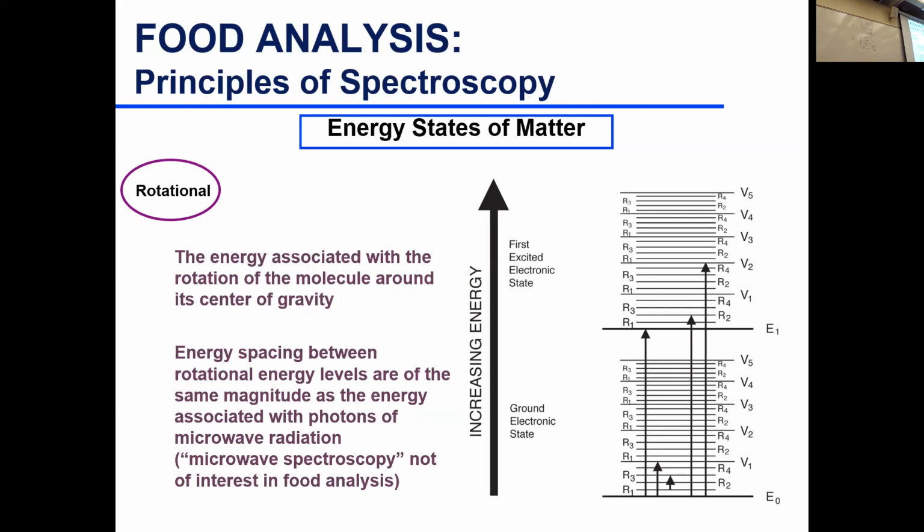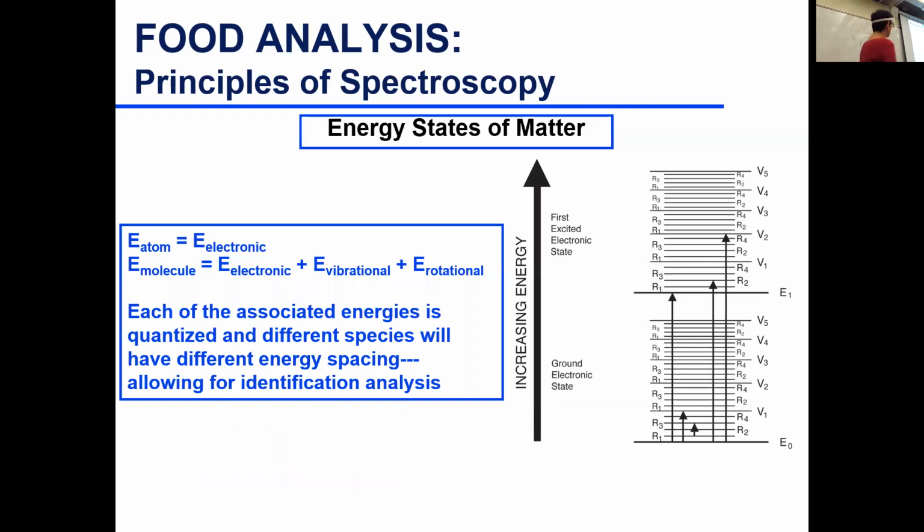However, in our analysis, we don't care about this part of spectroscopy. So we care about electronic and vibrational. But in general, if we think of an atom, the only energy that the atom can absorb and change is electronic energy, because it's not a molecule, so it doesn't have vibration of bonds. It doesn't have bonds, and it doesn't have a rotation around its center of gravity. So the energy of an atom is only equal to the electronic energy.